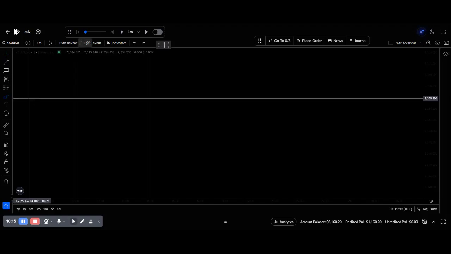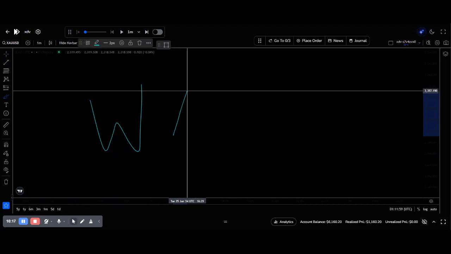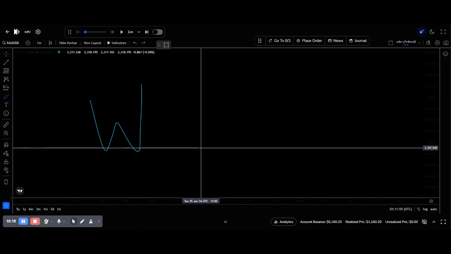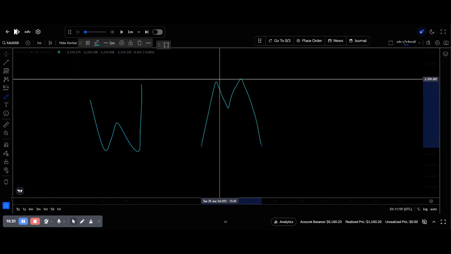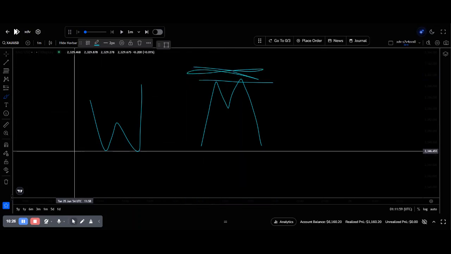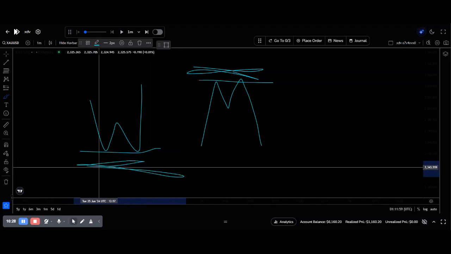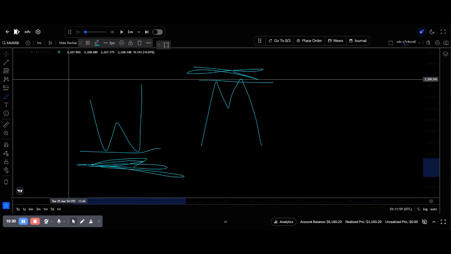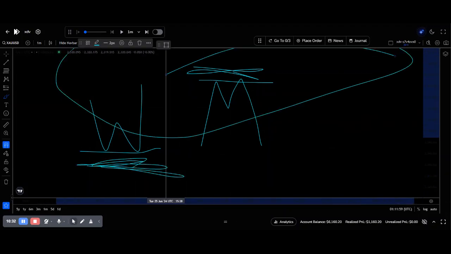And where does liquidity lie? On equal lows or equal highs. Now this is just the basic W or M patterns. Above this liquidity lie the buy stop orders, and below this, sell stop orders. Okay, so like that it lies. So this is what you're going to use.